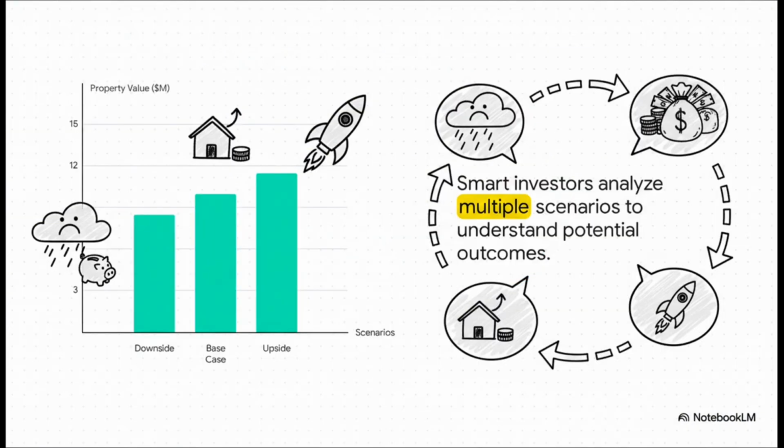And this chart shows that perfectly. Our base case, our most likely story, was $10 million. But what happens if a recession hits and vacancy shoots up? Well, that's our downside case, and maybe the value is only $8.5 million. But what if the market booms? In our upside case, the property could be worth $11.5 million. Any smart investor is going to analyze all three of these scenarios, not just one.